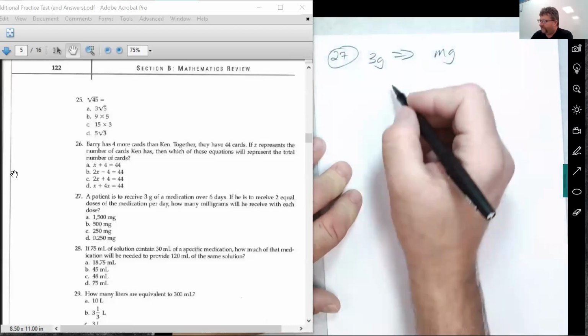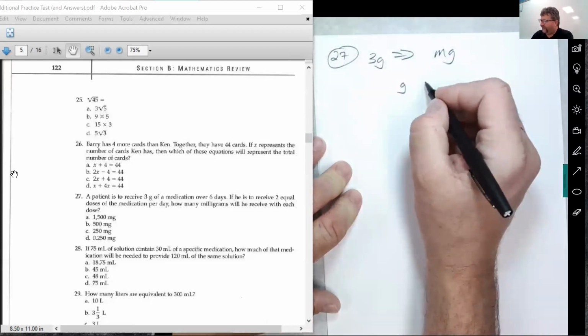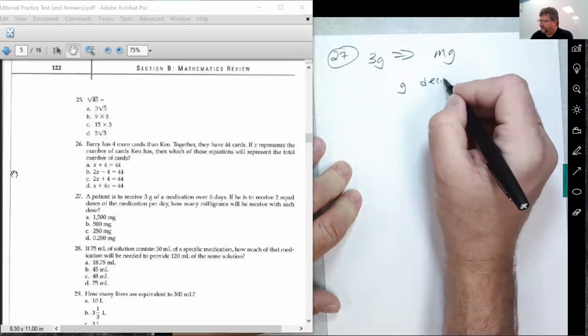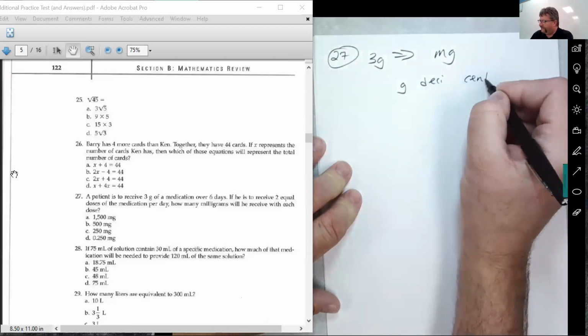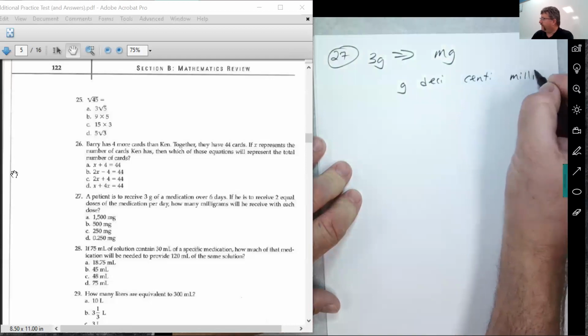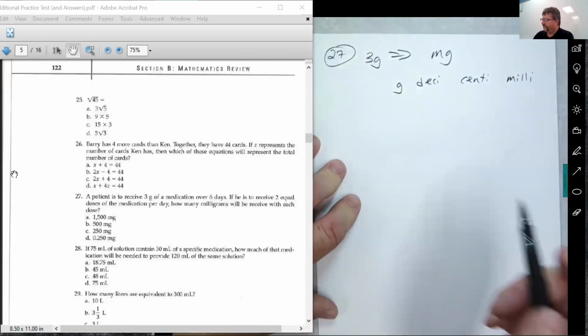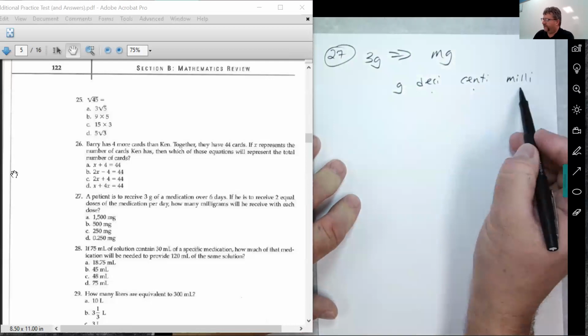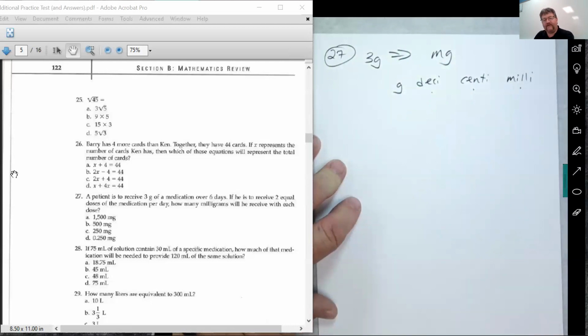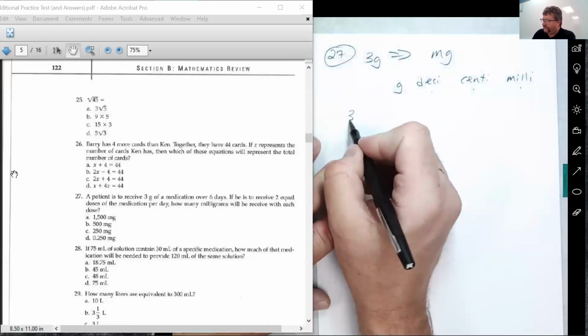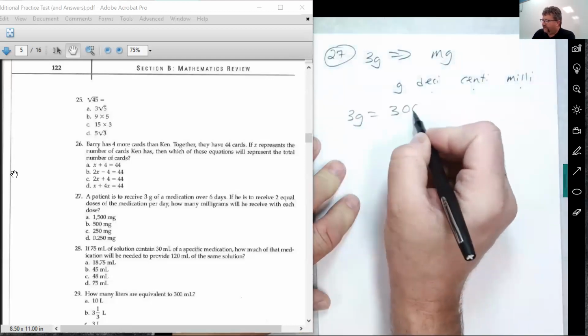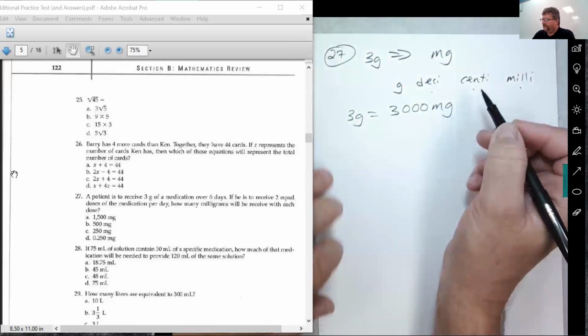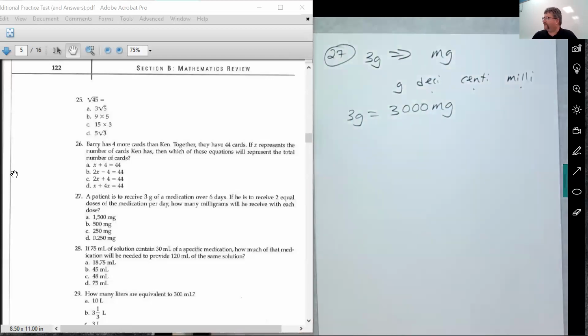Well, if you remember our metric system, if my base unit was gram, I had deci, centi, milli, in terms of my steps down from my base unit of grams. So deci, centi, milli, there's 3 powers of 10 involved there. So that's 3,000 milligrams. So 3 grams equals 3,000 milligrams, okay? So I can forget about the 3 grams. I need to deliver to this patient 3,000 milligrams of medication over 6 days, okay?